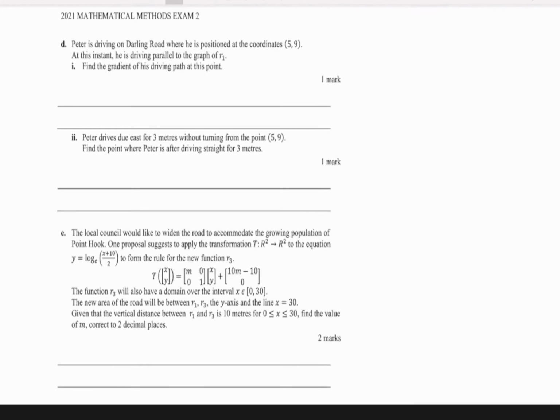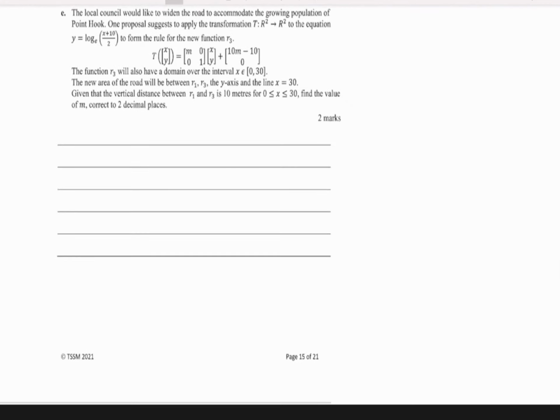Question D, the gradients 1 and 15. It's a pretty easy question here. You can just use the transformation here. So it would just be 5 plus 3 comma 9 plus 1 on 5. That's equal to 8 plus 46 on 5. Just two easy questions there.